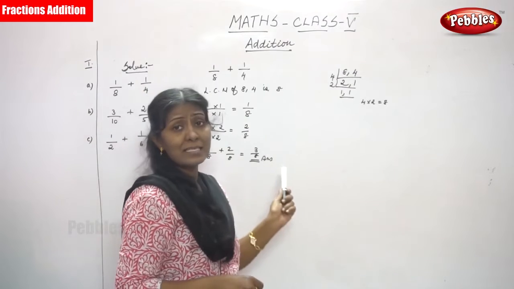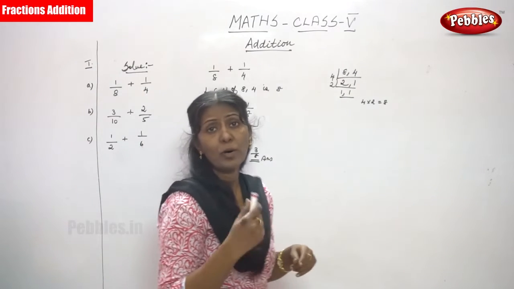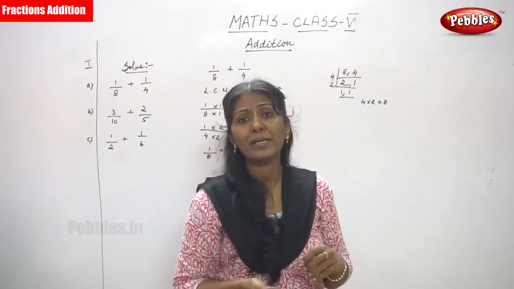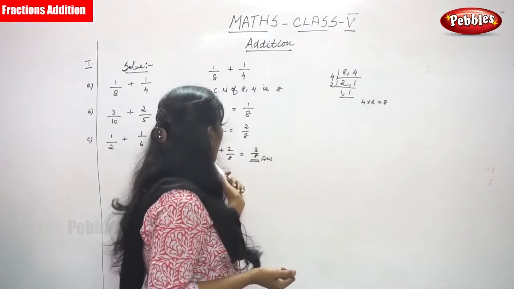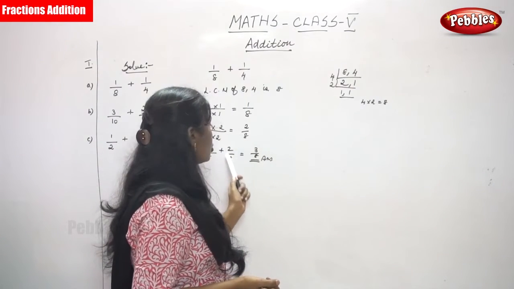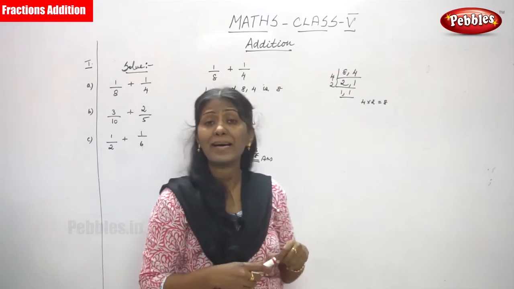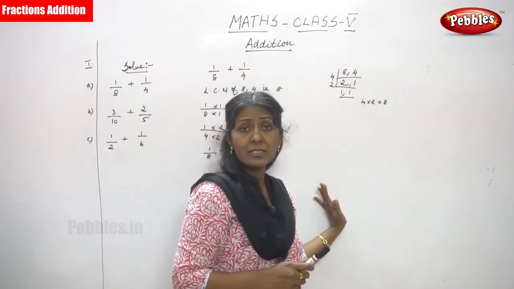Now the denominators are the same. So if the denominators are the same, you have to add the numerators, because we are doing addition of fractions. So 1 by 8 plus 2 by 8, you get 3 by 8. This is the answer for this question.